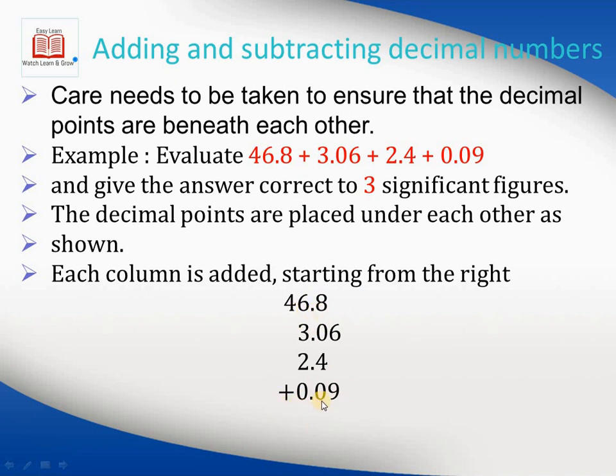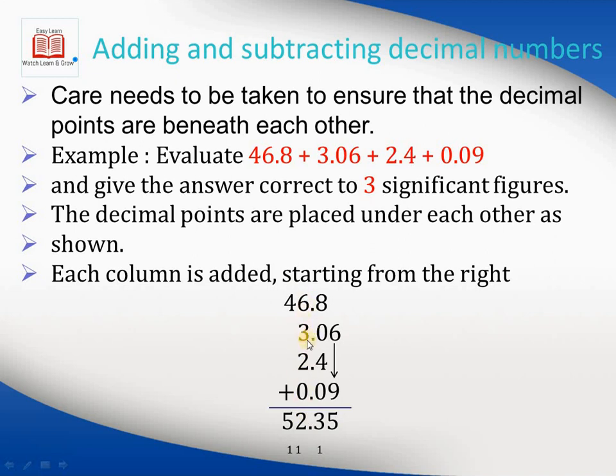Then it is a simple addition. First, we add 6 plus 9. 6 plus 9 is 15, so write 5 here and carry 1 to the next column. Then 8 plus 0 plus 4 plus 0, that is 12, plus 1 carried from the previous column, so it becomes 13. Write 3 and carry 1 to the next column.